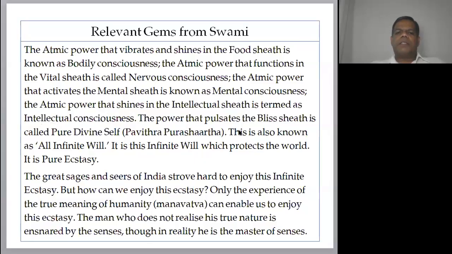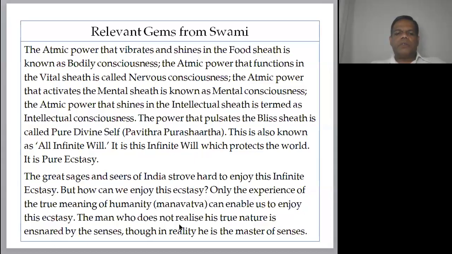The power that pulsates the bliss sheath is called pure divine self, Pavitra Purushartha. This is also known as all infinite will. It is this infinite will which protects the world. It is pure ecstasy. The great sages and seers of India strove hard to enjoy this infinite ecstasy. But how can we enjoy this ecstasy? Only the experience of the true meaning of humanity, Manavatva, can enable us to enjoy this ecstasy.